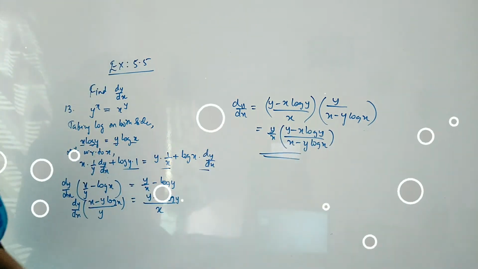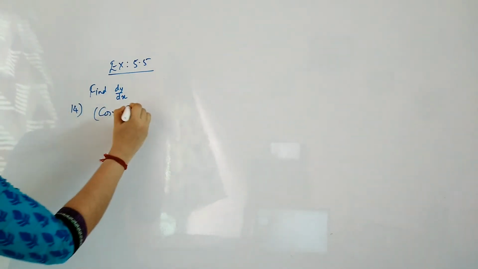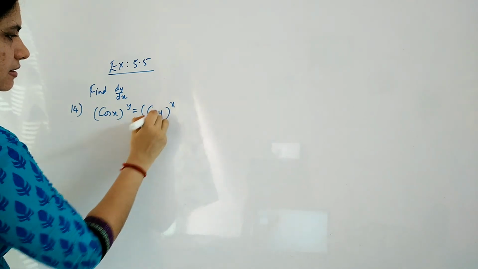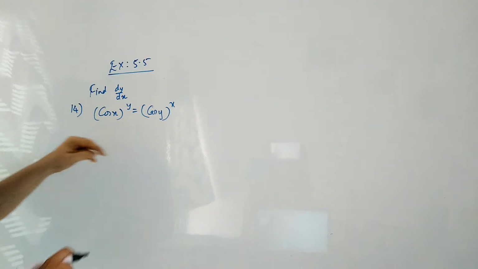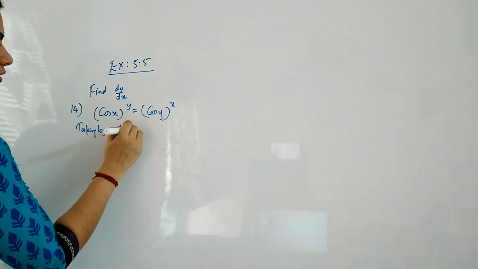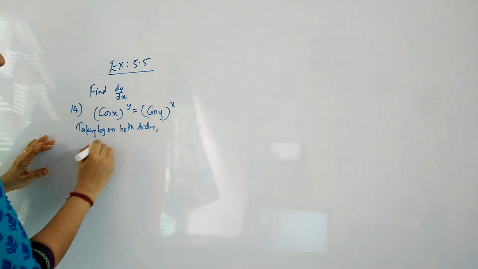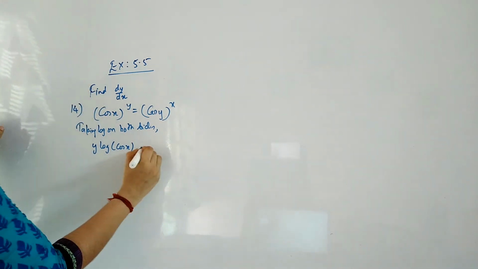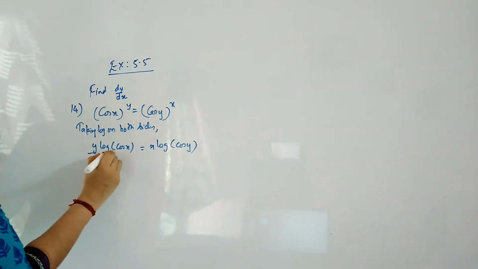Okay, so here number 14 is cos x the whole raised to y is equal to cos y the whole raised to x. Here again you have two terms in the left and right with the power. So taking log on both sides, you will have y log of cos x, correct? Y log of cos x is equal to x log of cos y. Two terms.